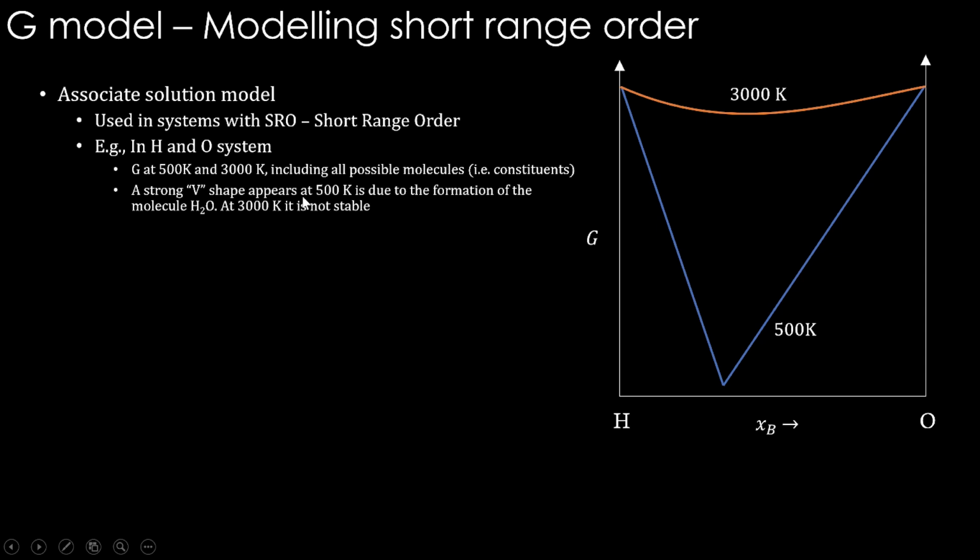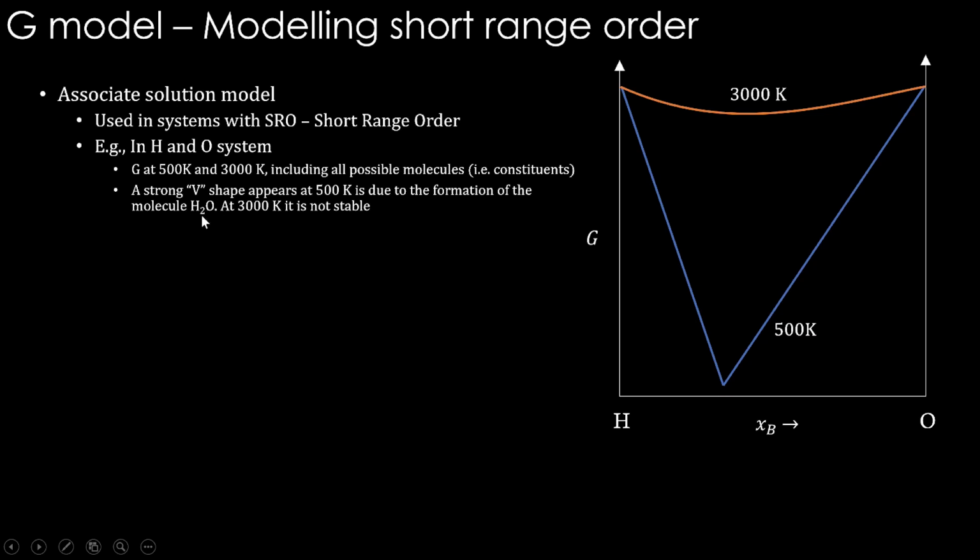A strong V shape appears at 500 Kelvin due to the formation of the molecule H2O. At 3000 it is not stable. So at 500 it is stable, and for that H2O, you can see this is 2 hydrogen, 1 oxygen kind of composition, and that's where you get the lowest Gibbs energy also, meaning this compound, H2O, forms.